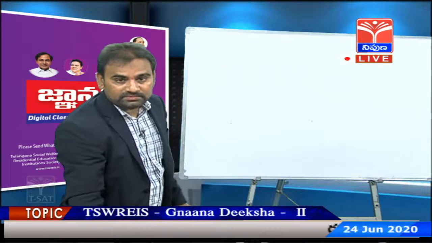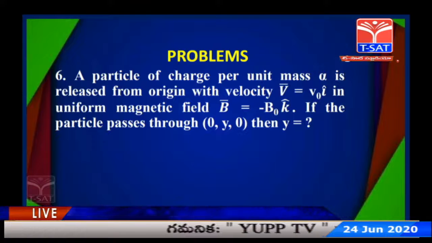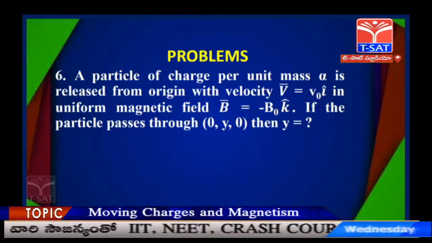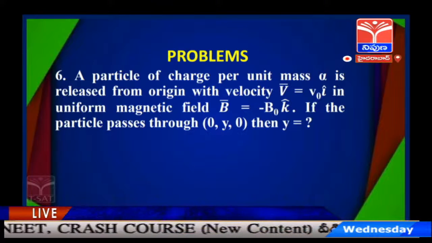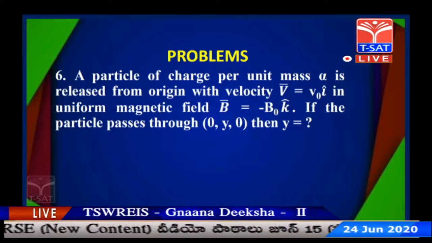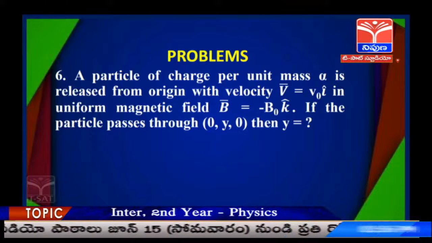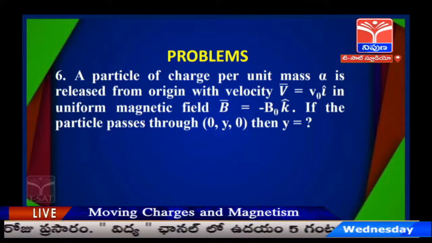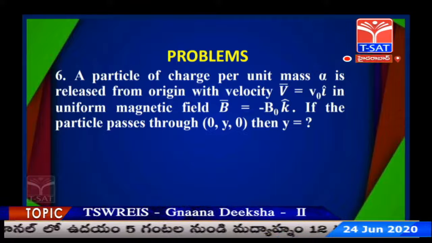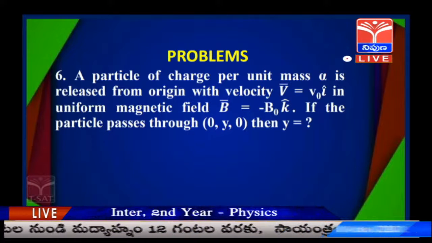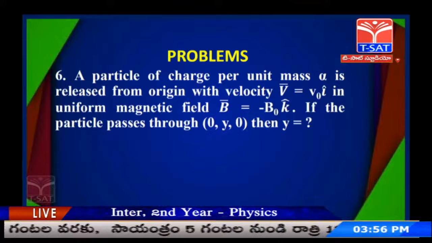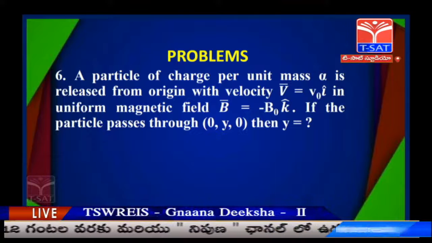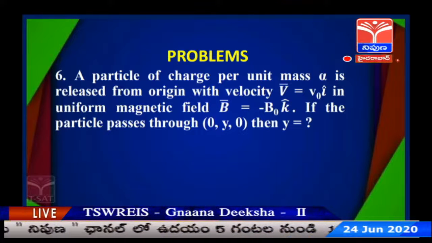Next application: a particle of charge q per unit mass alpha is released from the origin with a velocity v equal to v naught i in a uniform magnetic field B equal to minus B naught k. If the particle passes through (0, y, 0), then find the value of y. A charged particle of unit mass was given alpha, that means the ratio of charge to mass, the specific charge of the particle, was given.